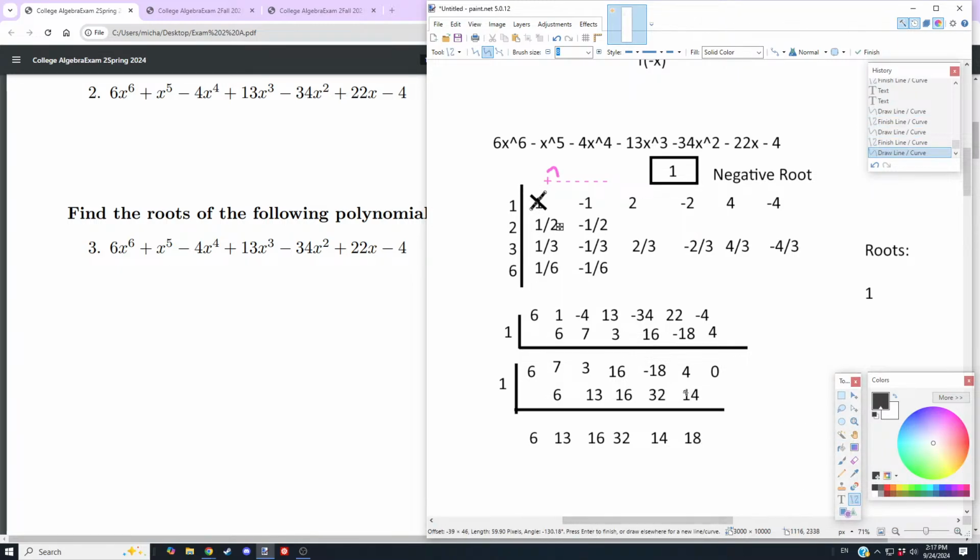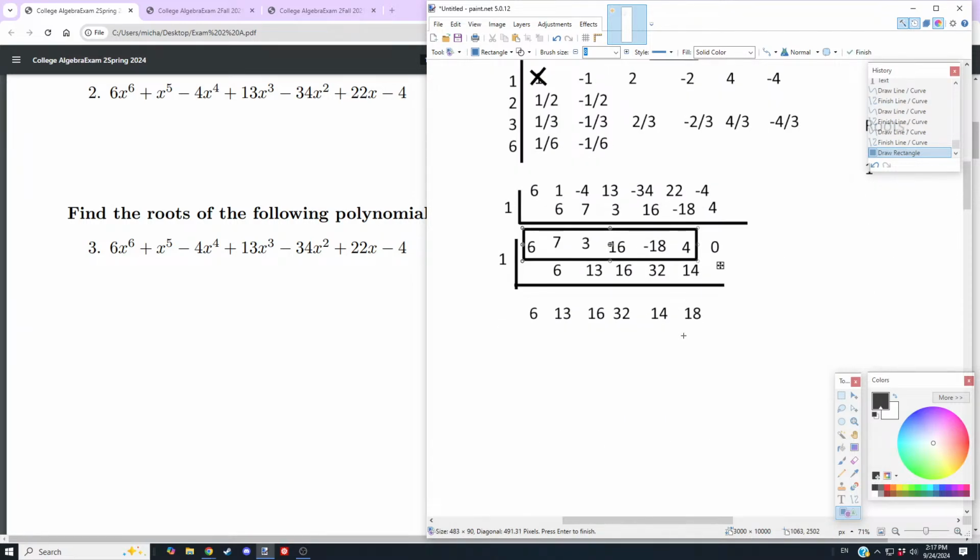When you have a failure, you go back to the last row of the last synthetic division that worked. That is going to be this one here. This row is going to be copied. And we're going to try again with that with the next root. So let's copy this row.